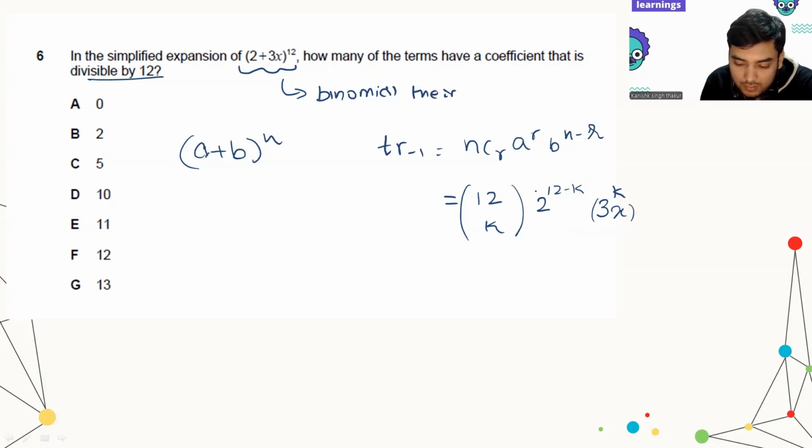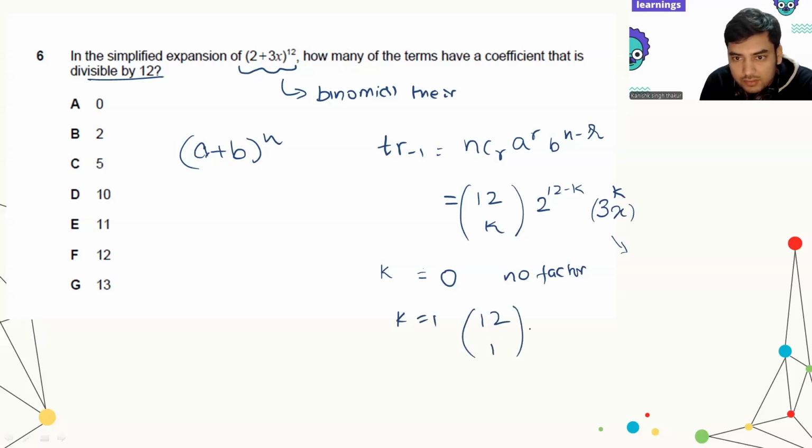Now what will happen for the first term, if k is 0? This term would be 1, so you won't get any 3 as a factor. So for k equal to 0, you get no factors of 12. But as k becomes 1, 12C1 would be 12 only, so definitely you get one factor, and then this would be 2 to the power 11 and 3 to the power 1. So even if you get one 3, you start getting factors of 12, because obviously 4 were already there. So from k equal to 1 onwards you start getting factors.